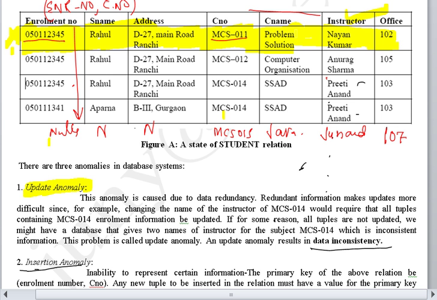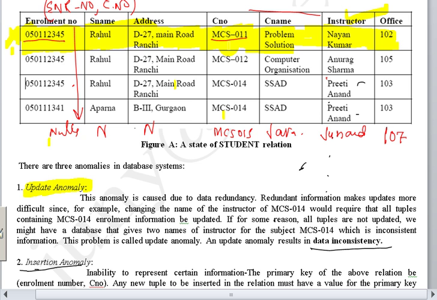So why are all these problems coming? Because we have two sorts of information in my table. One is about the student, one is about the course. I'm putting them in one table because they are related to each other, because there is a relationship. That is why I'm putting them together, because I'm saying Rahul is enrolled in the problem solution. That's why I was putting them together in the first place.